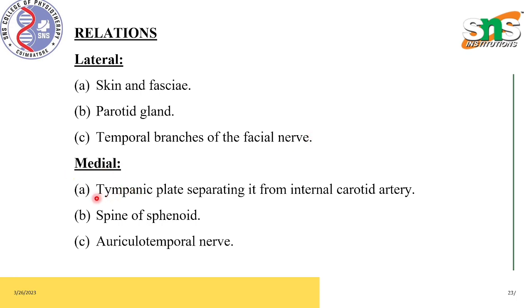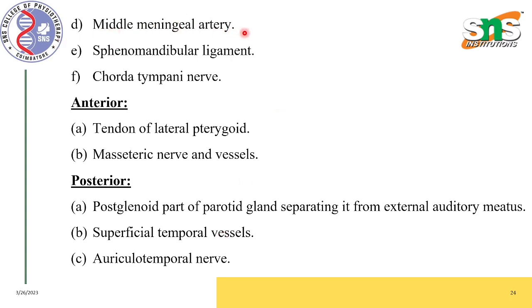Medially, it is related with your tympanic plate, separating it from the internal carotid artery, spine of the sphenoid, auriculotemporal nerve, middle meningeal artery, sphenomandibular ligament, and chorda tympani nerve. Anteriorly, it has relation with the tendon of the lateral pterygoid, masseteric nerve and vessels. Posteriorly, it has relation with the postglenoid part of the parotid gland, separating it from the external auditory meatus, superficial temporal vessels, and auriculotemporal nerve.